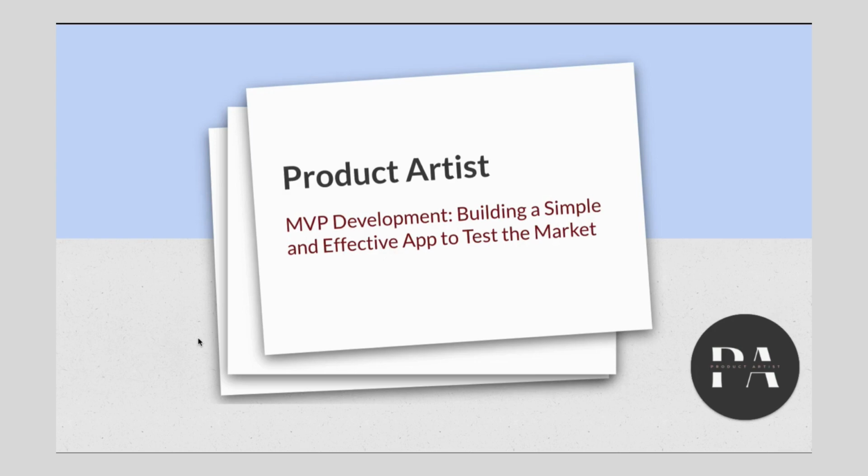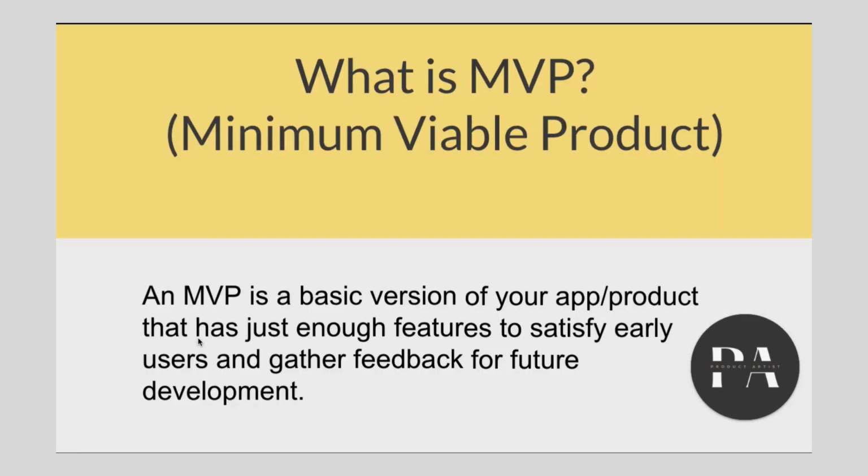So, the first question which comes is, what is an MVP? MVP is an abbreviation of minimum viable product. An MVP is a basic version of your app or product that has just enough features to satisfy early users and gather feedback for future development.